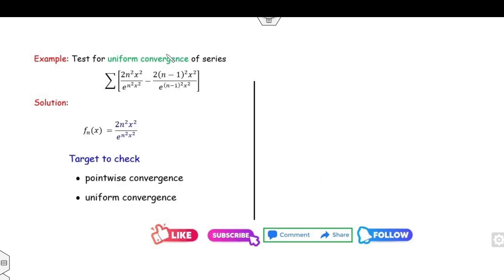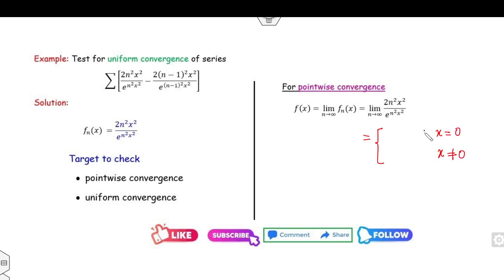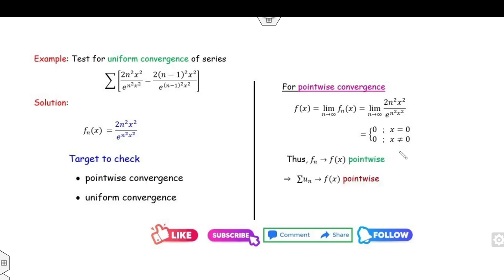Fine. So I can start with the pointwise convergence. I can consider two cases: either x is 0 or x is non-zero. What will happen if x is equal to 0? It's 0 over 1, which is 0. If x is non-zero, then it is the infinity by infinity form. Then by applying L'Hopital's rule, it's 4n x square e raised to power n square x square into 2n x square. So again, as n approaches infinity, this term will be 0. That means f(x) is equal to 0, which exists, hence it is pointwise convergent on R.